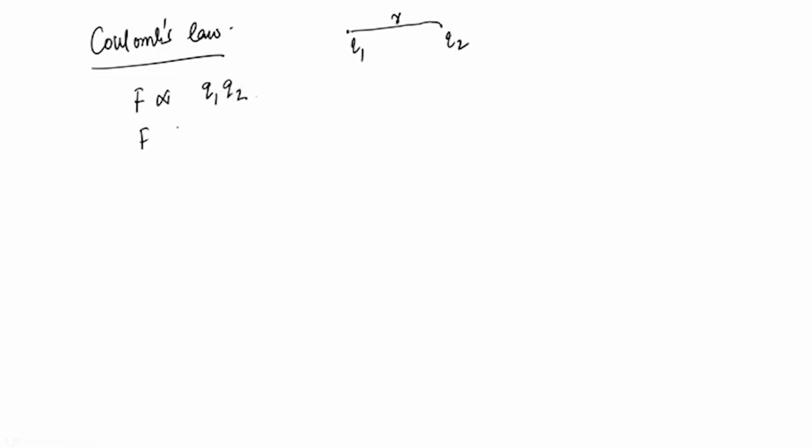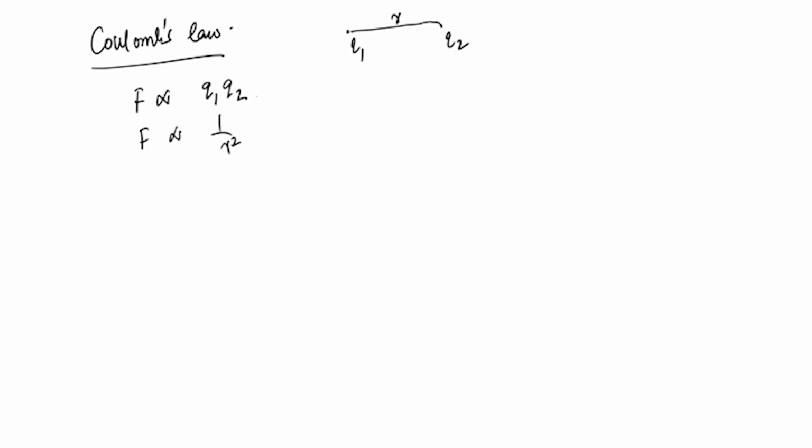So let's do Coulomb's law, which says nothing but the force between two point charges, say q1 and q2, separated by a distance r. This law says that the force between these two charges is proportional to the product of the two charges, q1 and q2, and it's also inversely proportional to the spacing between the two charges, which goes as 1 over r square.